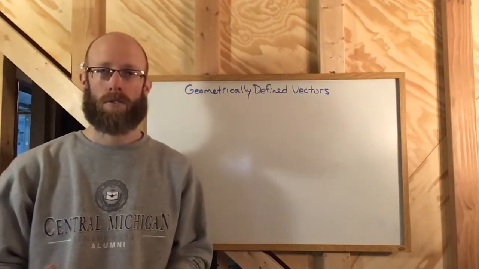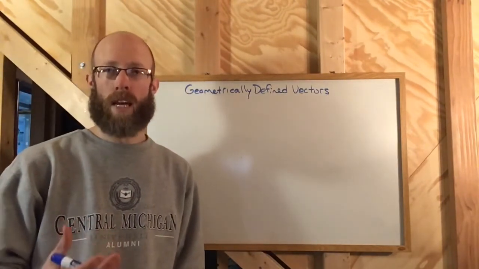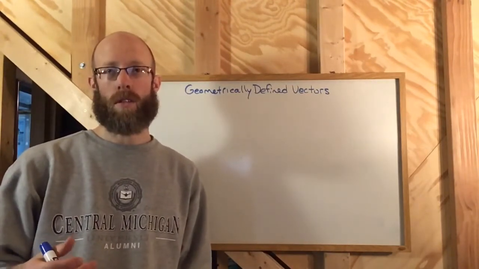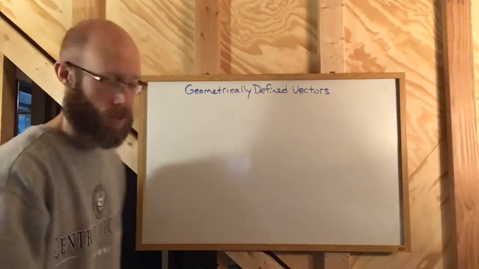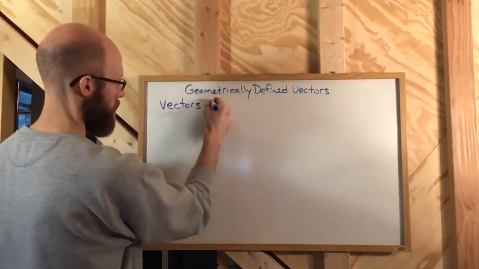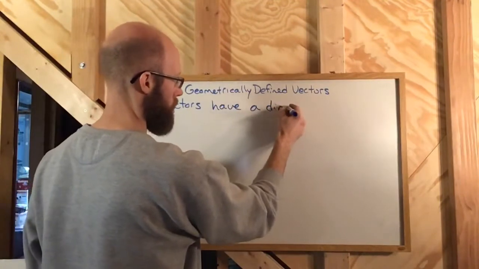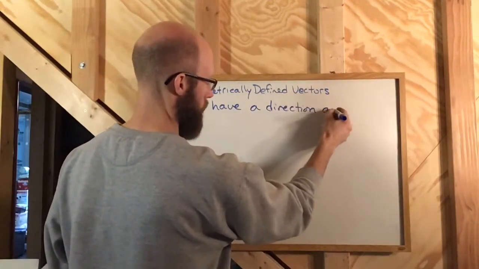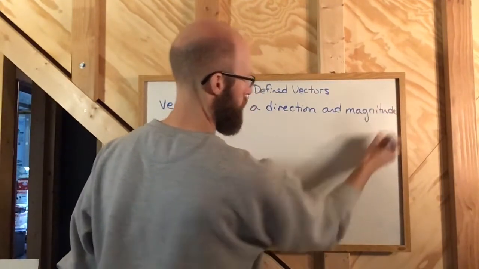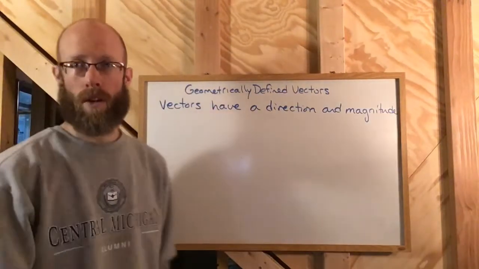A vector is defined as having two main traits. One is its direction, and the other is its magnitude, or its length. Okay, so vectors have a direction and magnitude. So there's two important aspects to a vector, all right?